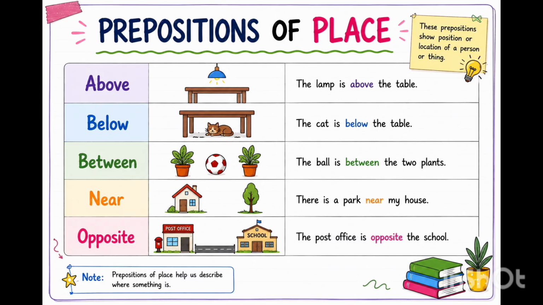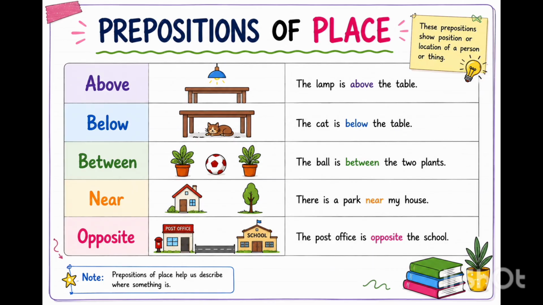Now let's learn some prepositions of place. These prepositions tell us where a person, animal, or object is located. Above. Above means higher than something. For example, the lamp is above the table. Below. Below means lower than something. For example, the cat is below the table.